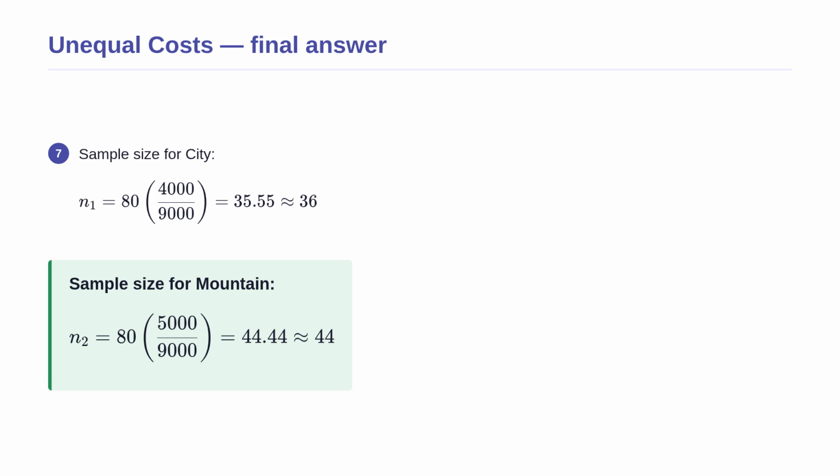Practically, this shows the true power of optimum allocation. Even though the mountain village has twice the population and more diversity, the high cost of reaching them forces us to take a slightly smaller sample than we would have if travel were free, perfectly balancing accuracy with our strict budget.